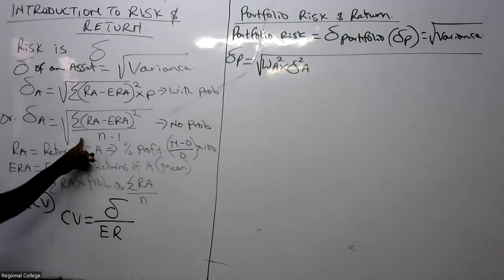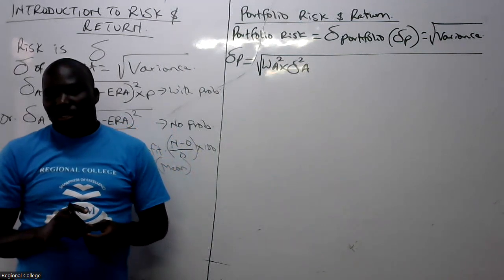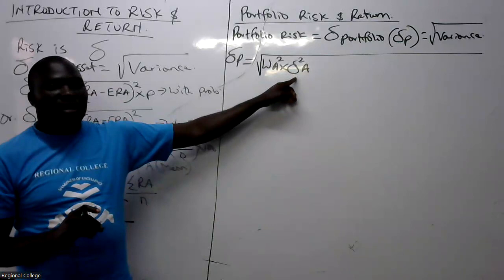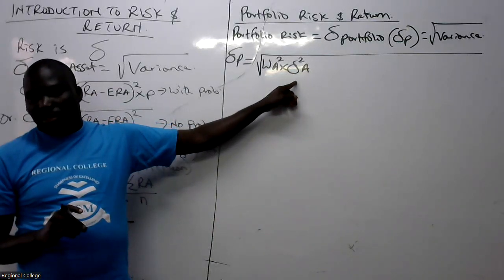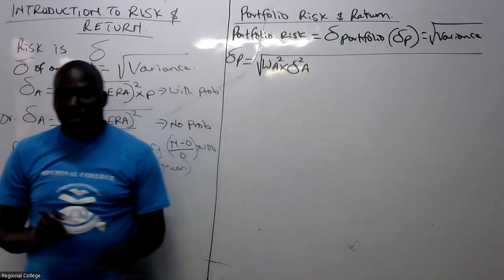Now can I say that standard deviation squared is also known as variance? The variance is standard deviation squared. So somebody can call this the variance of A. Right? Standard deviation squared.